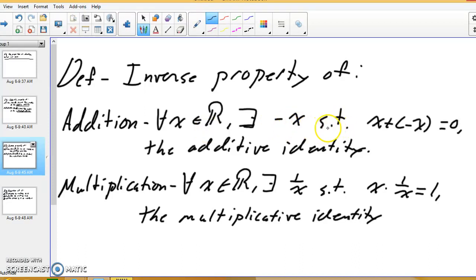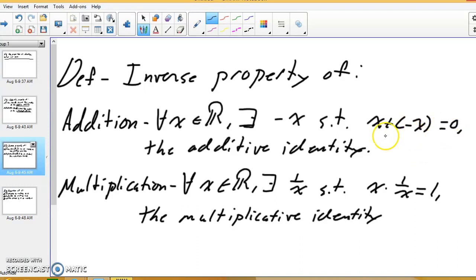ST stands for such that, just because mathematicians are lazy, we like to shorten things up where we can. ST just simply stands for such that. So for all x elements of the real numbers, there exists a negative x such that x plus negative x is equal to 0, the additive identity.